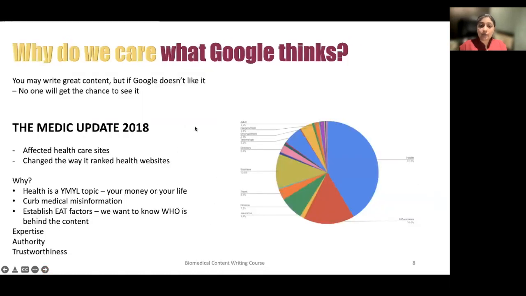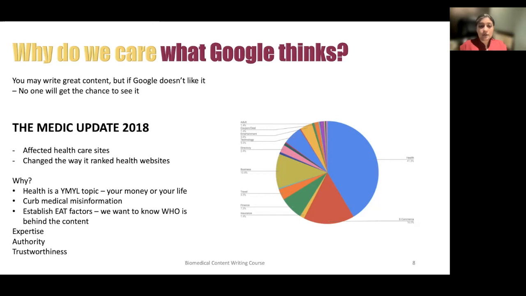Again, why do we care what Google thinks? Now, you may write really brilliant content, but if Google doesn't like it, if you've not given it in the format that Google understands, no one will get the chance to read it. This was very evident in the Medic update of 2018.